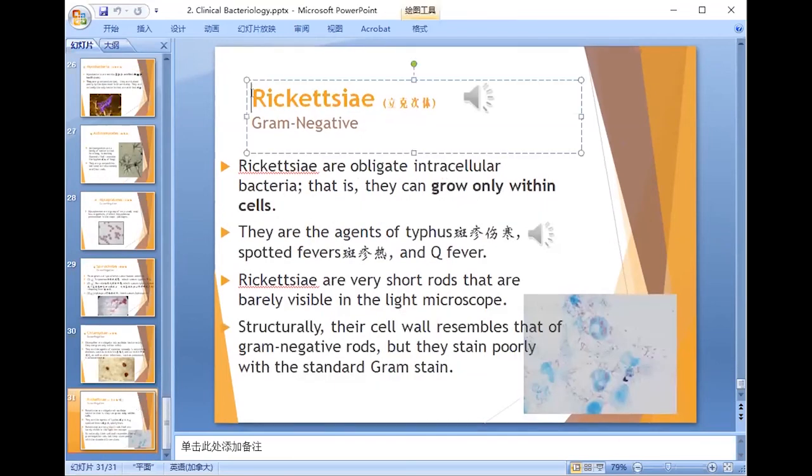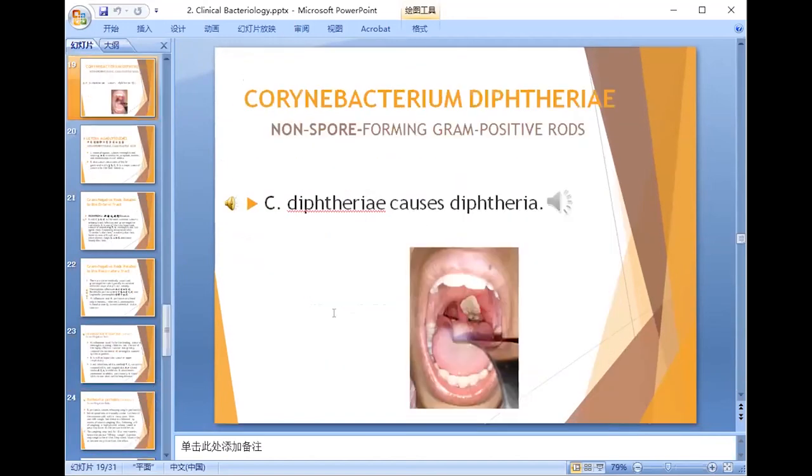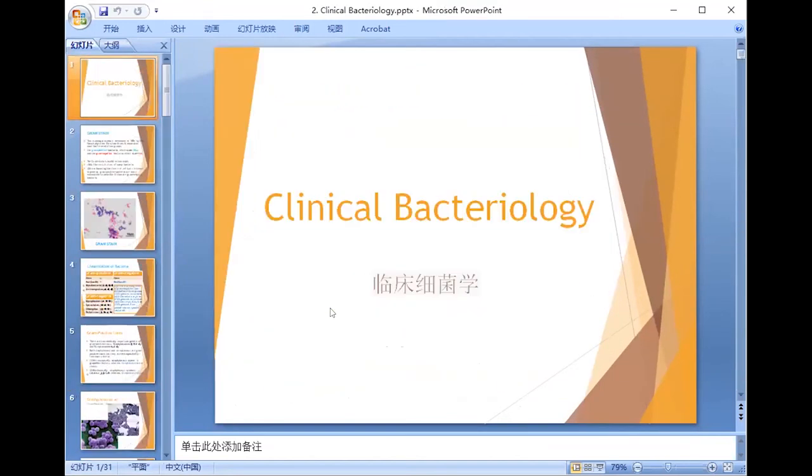And finally, we go to another subcategory here, which still belongs to gram-negative. They also cause a special kind of illness. So that's basically what we're talking about clinically: bacteria can cause illness.